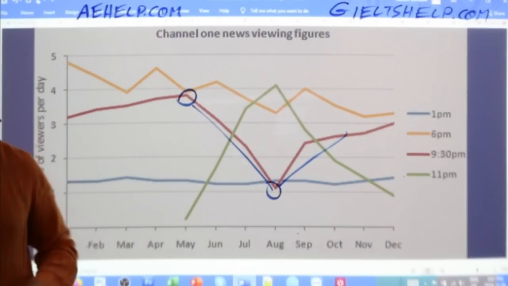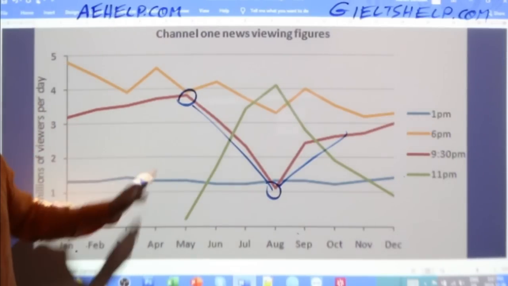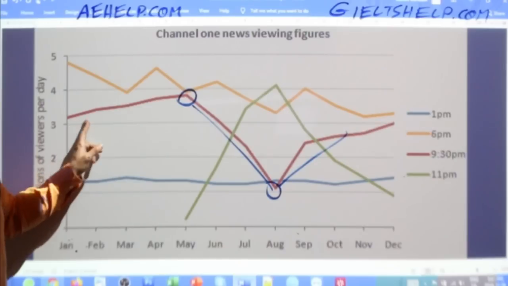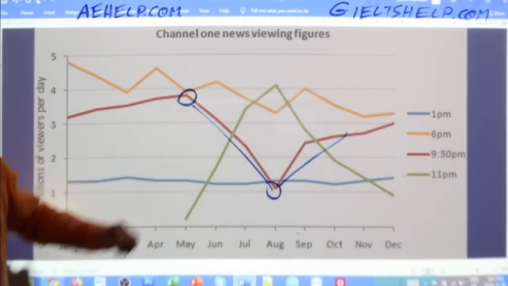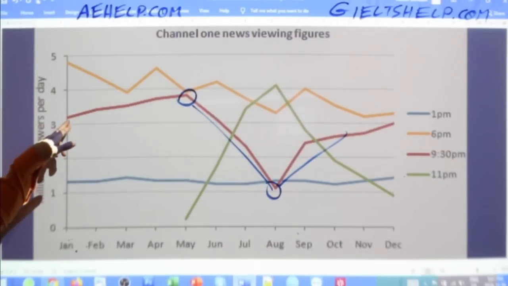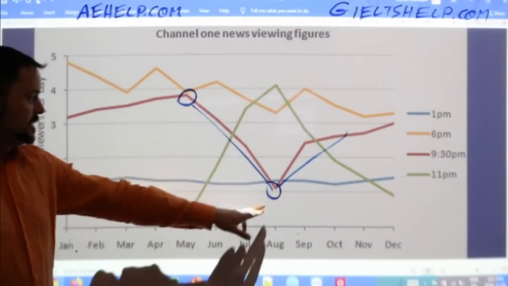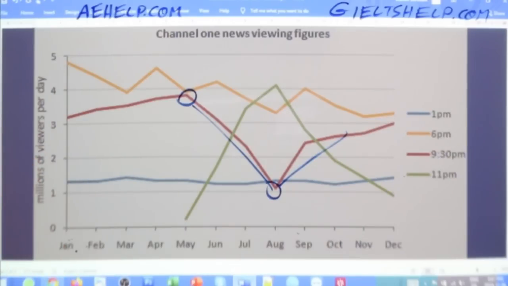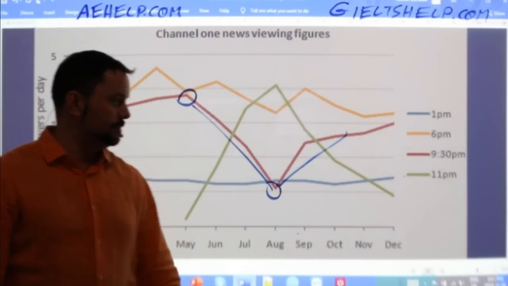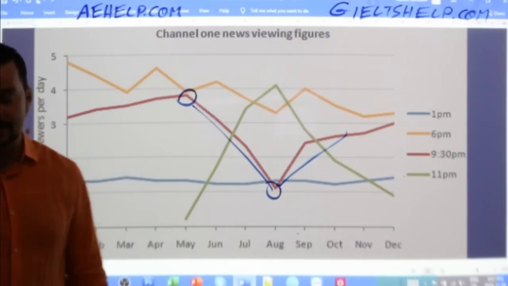All right, so I'm going to write my analysis of this line here, the 9:30 p.m. news. Okay, it starts at just over 3 million, reaches nearly 4 million, plummets to almost 1 million, and then climbs back up to 3 million. Okay.